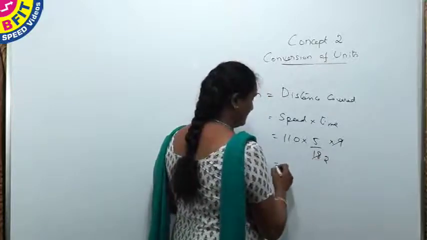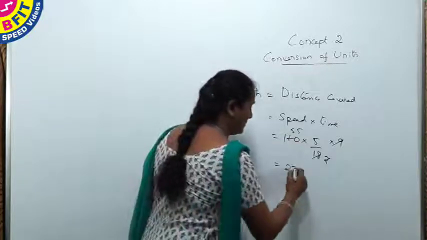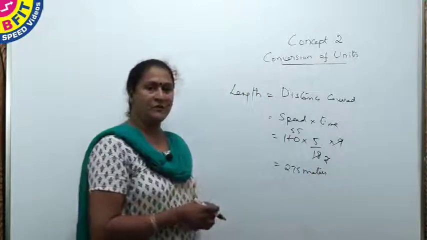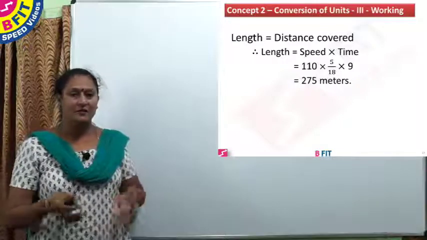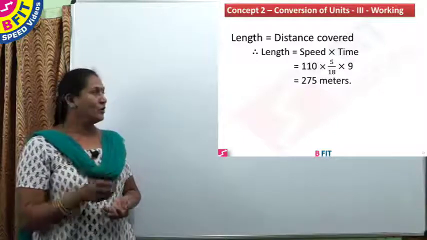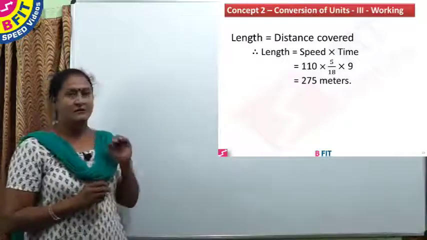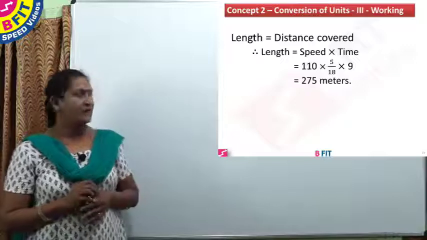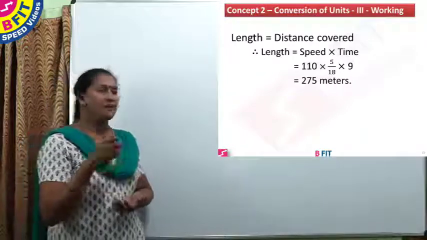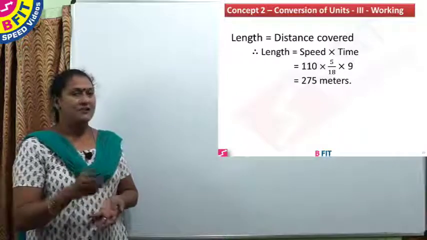So this is twice. Now multiplying 55 into 5, you get 275 meters. So the length of the train is 275 meters. Length is equal to distance covered, and distance is speed into time. Here you have to note that speed is given in kilometers per hour and we need length in meters, and also time is given in seconds. So converting the speed from kilometers per hour to meters per second, it is into 5 by 18, and multiplying with the time given in seconds, you get the length of the train as 275 meters. So hope you would have understood the conversion of units, and now we'll see the next concept.